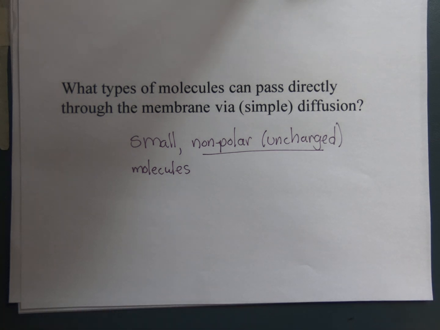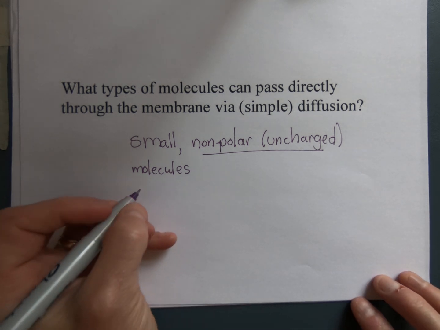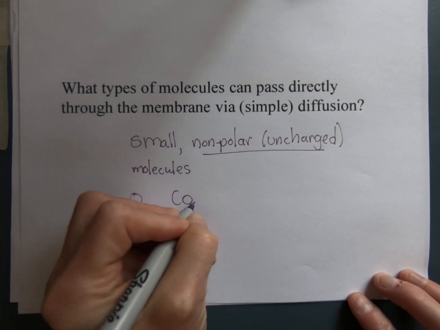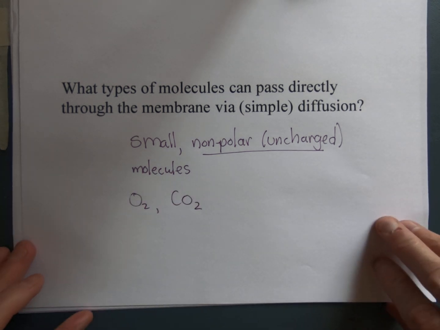So big molecules, like a disaccharide or an amino acid, are too big to pass through the membrane. Some ions are too charged. Potassium and chloride ions, they're not going to pass through the membrane directly. So just our small nonpolar uncharged molecules, great examples are carbon dioxide and oxygen. Okay.